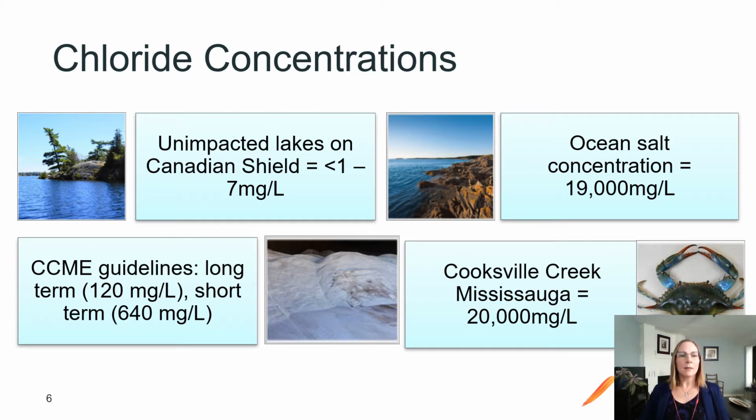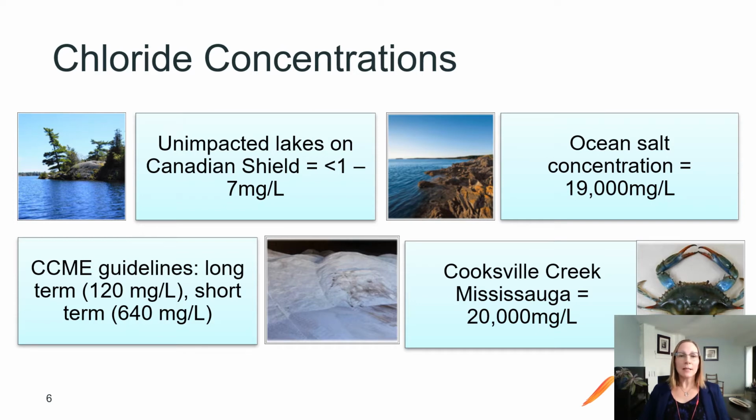The Canadian Council of Ministers of the Environment have set two guidelines. The first is a long-term or chronic guideline, which wouldn't be lethal but would impact the life cycle of aquatic life, and this is set at 120 milligrams per liter. The second is the short-term or acute guideline, which would be lethal or cause severe harm to an organism. This is set at 640 milligrams per liter.